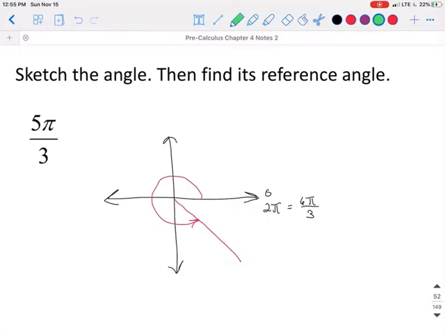To find the reference angle, you just need to see what the difference is back to a full circle. So if a full circle is 6 pi over 3, and we've already done 5 pi over 3, that leaves us with pi over 3 as our reference angle.